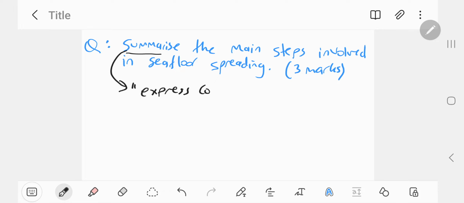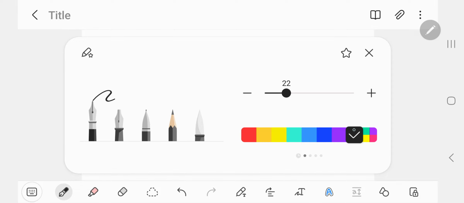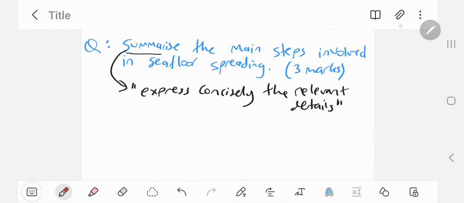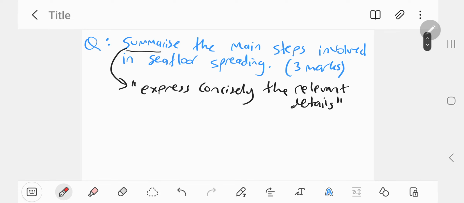The verb summarise means express concisely the relevant details. So in other words, provide details in a concise manner, in a brief manner. So let's try and answer this in the context of seafloor spreading. The best way to start off a response like this is by writing a general introduction.